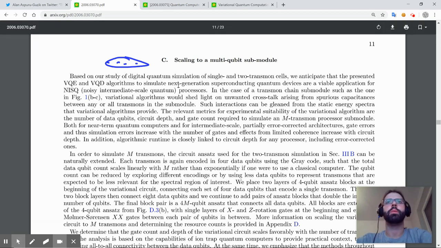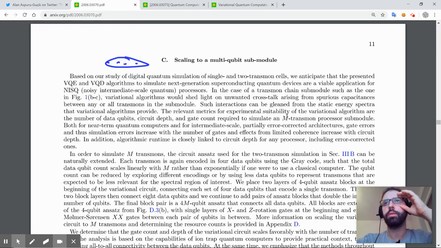Based on a study of digital quantum simulation of single and 2 transmons, we anticipate that the presented approach to simulate next generation devices is a viable application for NISQ. In the case of a transmon chain submodule, such as the one in Figure 1, variational algorithms would shed light on unwanted crosstalk arising from spurious capacitances between any or all the transmons on the submodule. Such interactions can be gleaned from the static energy spectra that variational algorithms provide.